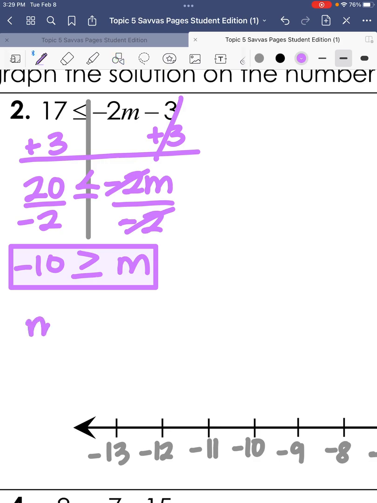However, I could also write it with m on this side and negative 10 on this side. Keep in mind, the pointy side is with my m, so it needs to stay that way. So I actually need to flip my symbol. So m is less than or equal to negative 10.